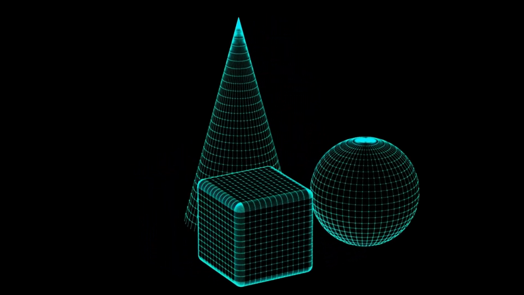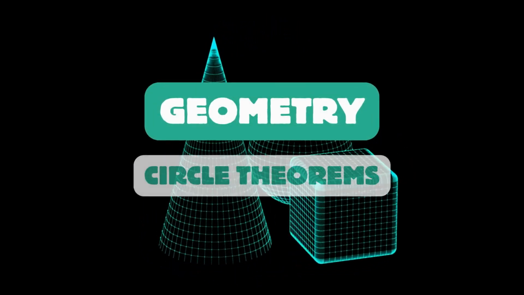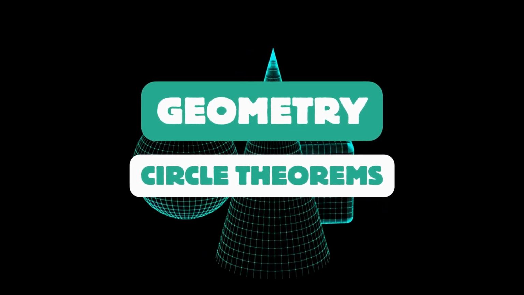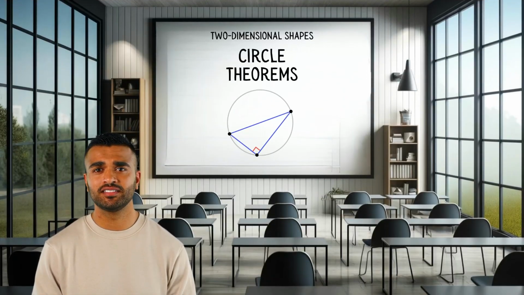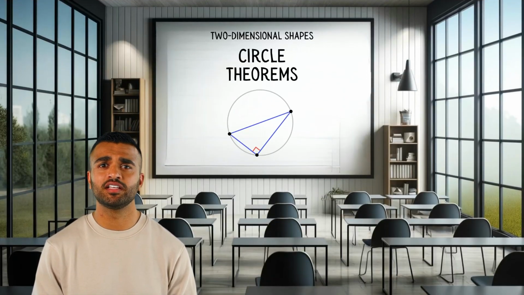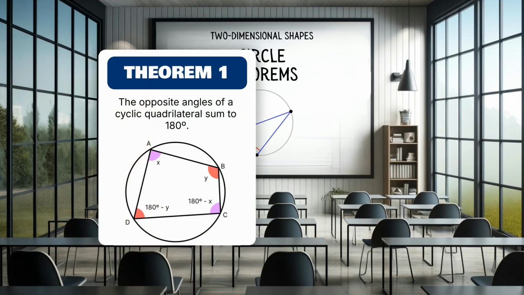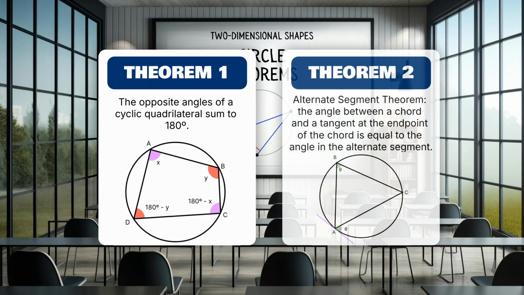Hello, and welcome to our lesson on the properties of cyclic quadrilaterals and the alternate segment theorem. In this lesson, our primary focus will be on firstly understanding and proving that the opposite angles of a cyclic quadrilateral add up to 180 degrees, and secondly, exploring the alternate segment theorem and understanding its implications.